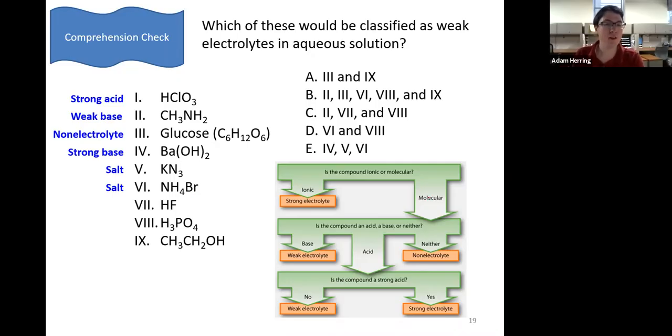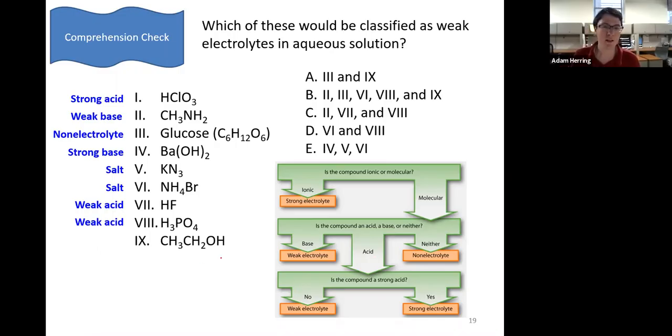HF, this you should recognize as a molecular compound and as an acid because it starts with H. However, it's not on our list of strong acids, therefore it's a weak electrolyte, a weak acid. H3PO4, we also recognize as molecular, as an acid because it starts with hydrogen, and as a weak acid. It's not on our list of strong acids.